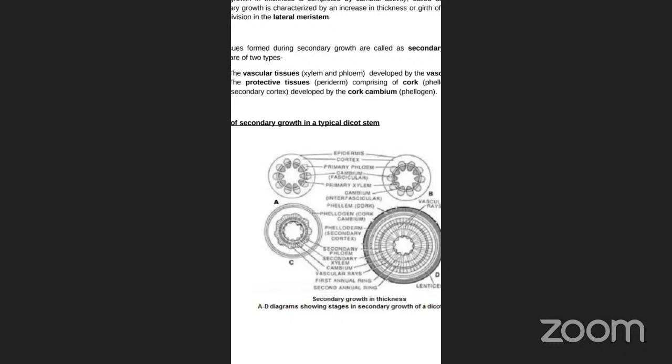Next, secondary xylem shows heartwood and sapwood. Two types of wood are there, that is diffuse porous wood and ring porous wood. Diffuse porous wood means it shows small pores uniformly throughout the growth rings. That's why it is commonly called diffuse porous wood. Second type, ring porous wood.